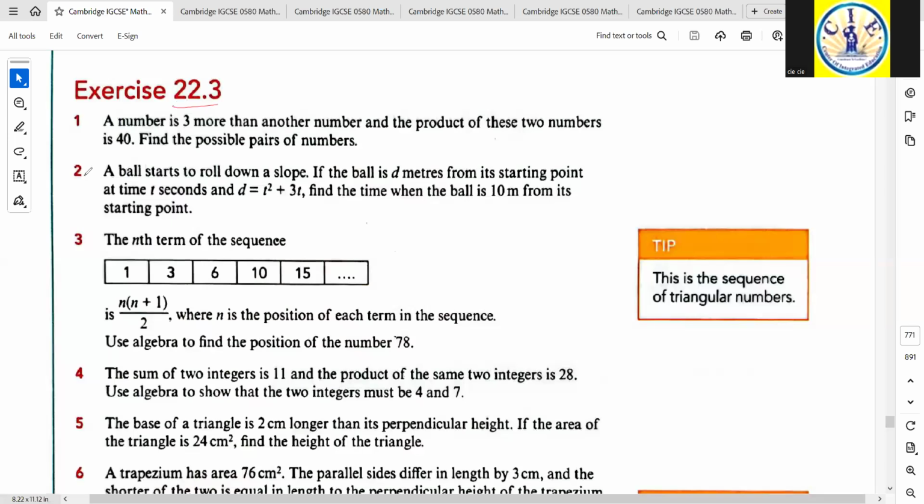Exercise 22.3. A number is 3 more than another number, and the product of these two numbers is 40.